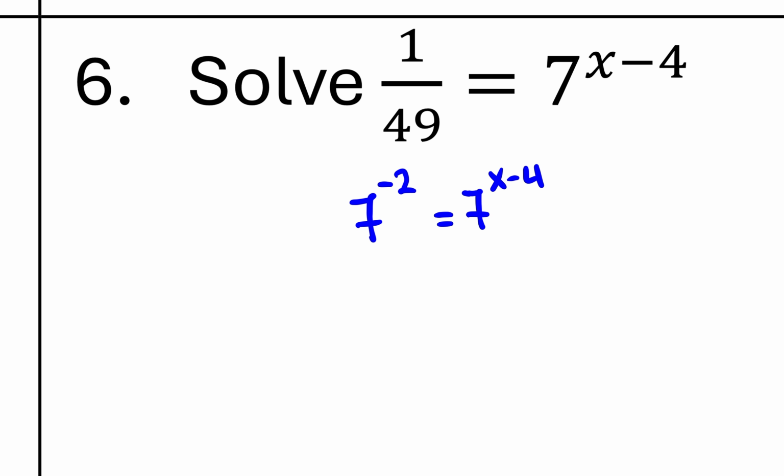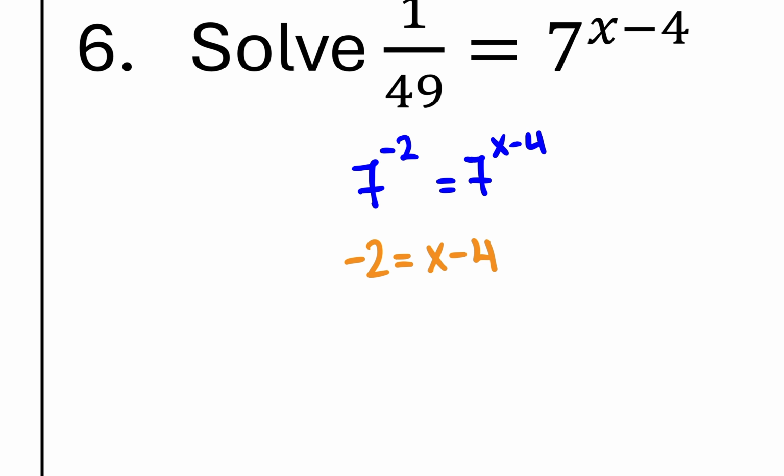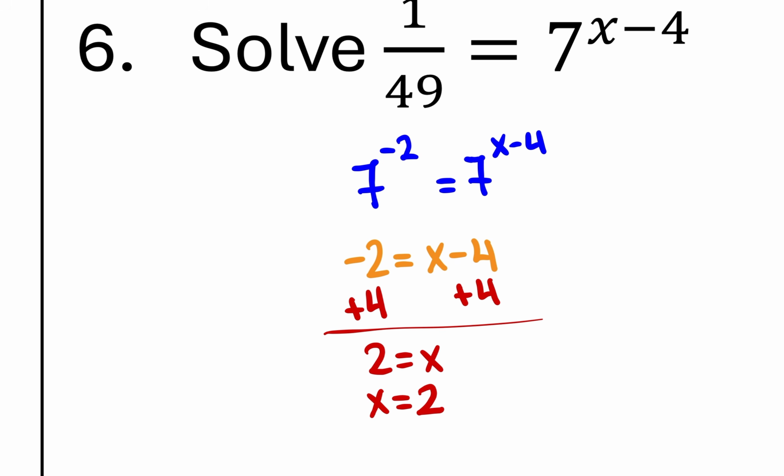Now we have the same bases, and we can set the exponents to be equal to each other. Hence, we have negative 2 is equal to positive x minus 4. We then move all the variables to the left-hand side, or you can keep it on that same side. In this case scenario, we do what? Plus 4 on both sides, plus 4. This is going to leave us with what? Positive 2 is equal to x, or essentially x is equal to positive 2 as the final solution.